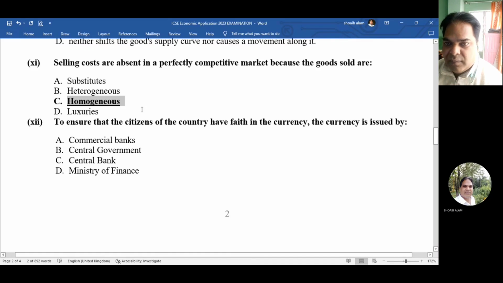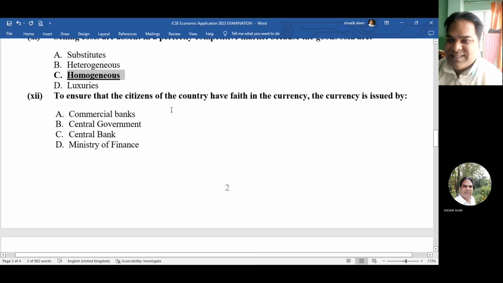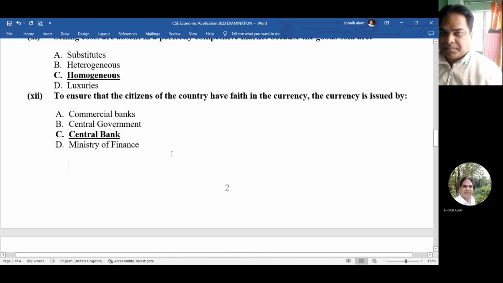Now number 12. To ensure that the citizens of the country have faith in the currency is used by commercial banks, central bank, and Ministry of Finance. Commercial bank, central government, central bank, Ministry of Finance. The answer is central bank.